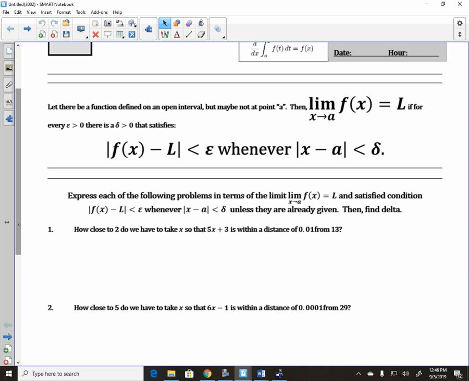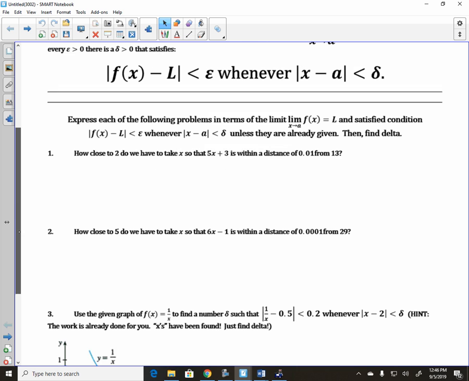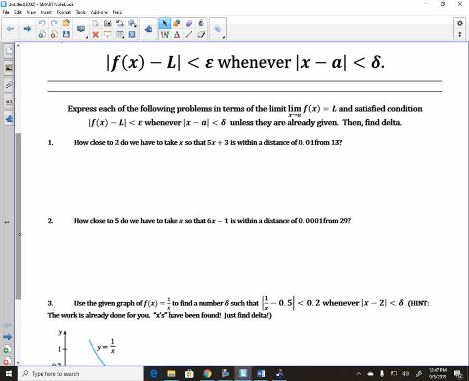Here is the beautiful definition, the precise definition of the limit. Everybody got it? What is so important is that we clarify what the function is, what epsilon is, what the limit is, and so on and so forth. It says, express each of the following problems in terms of the limit as x approaches a of f of x equals L and satisfied condition. Then find delta.